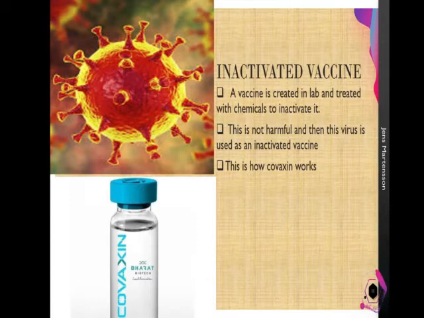In this, what happens? They take the corona itself, that is SARS-CoV-2. They create the coronavirus in a lab. Using some chemicals, they bring it to its weakened stage, that is, a not harmful stage of the virus, and it is used in the vaccine. So that, as we have discussed earlier, when it enters the body it produces antibodies, but this doesn't cause any harm to our body. This is the inactivated vaccine.